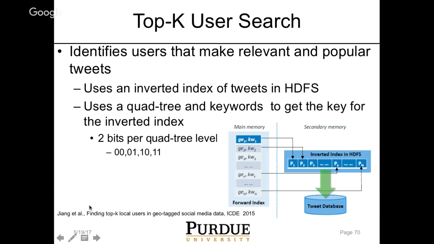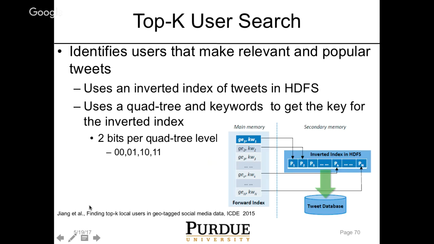In this work, tweets are stored into the HDFS. And to address this query, an inverted index on top of these tweets is added to the HDFS. This inverted index uses mainly a hash map with a key and a pointer to the HDFS block that contains the tweet. The key that is used for the inverted structure is called a geohash and the keyword.